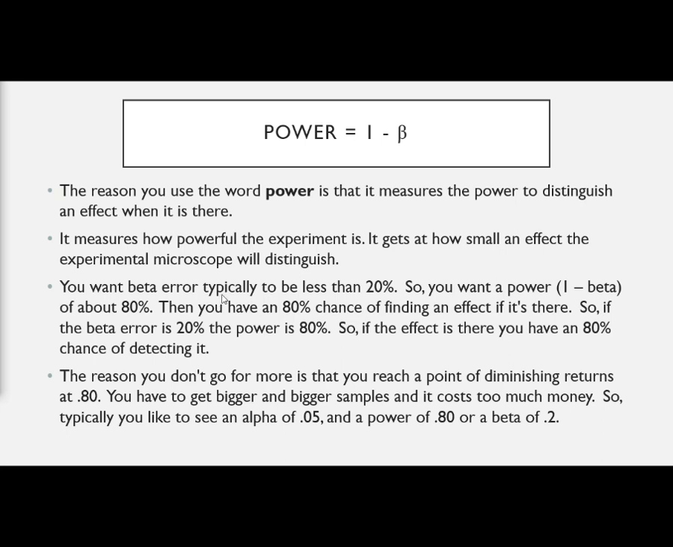So you want beta error typically to be less than 20%. So you want power, 1 minus beta, to be about 80%. Then you have an 80% chance of finding an effect if it's there. So if the beta error is 20%, then the power is 80%. If the effect is there, you have an 80% chance of detecting it. The reason you don't go for more is that you reach a point of diminishing returns at 80%. You have to get bigger and bigger samples, and it costs too much money. So typically you set alpha at 0.05 and power at 0.8, or a beta of 0.2. Just remember a power of 80%.